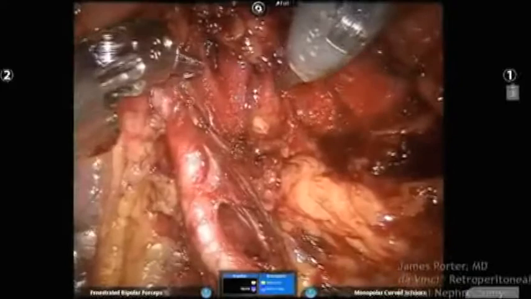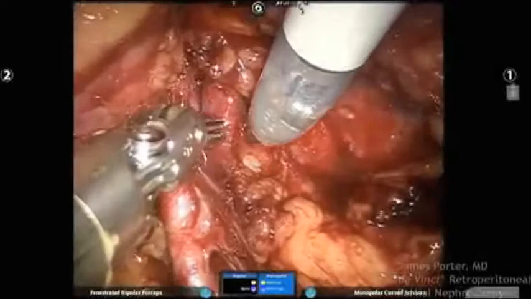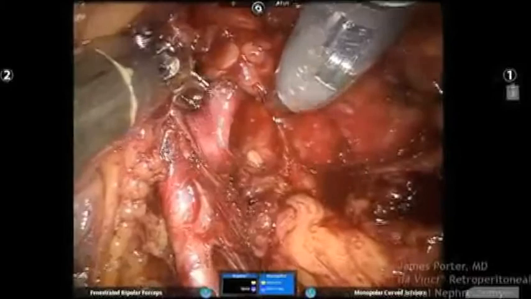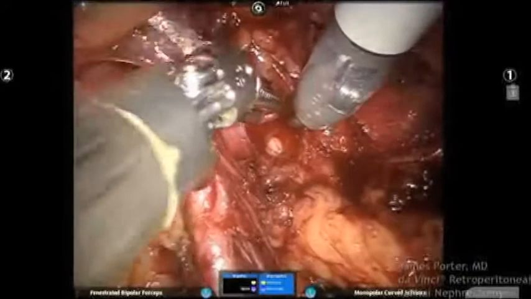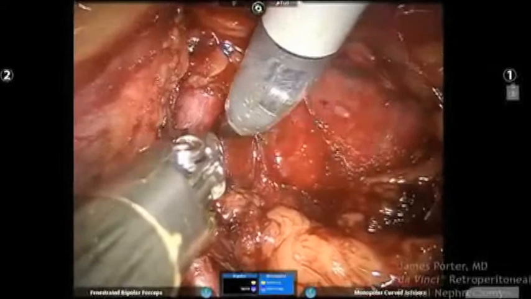And how many people are doing a transperitoneal partial nephrectomy? What about retroperitoneal? Well, actually pretty evenly, still more robotic and obviously more transperitoneal, but a surprisingly higher number than I thought I would see for retroperitoneal.